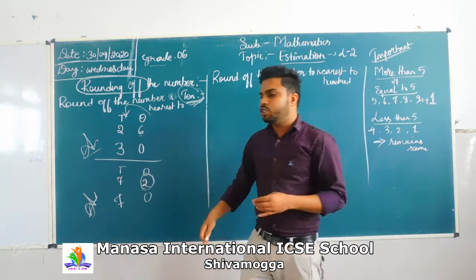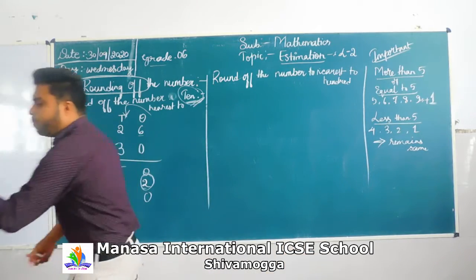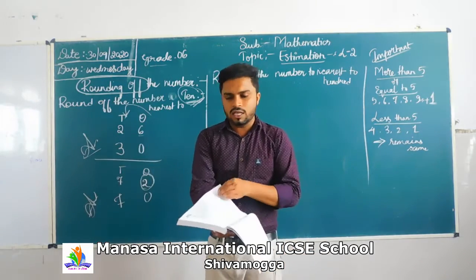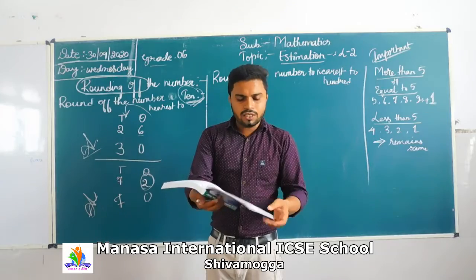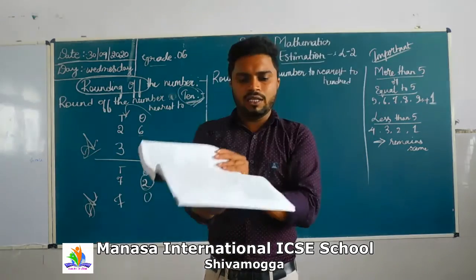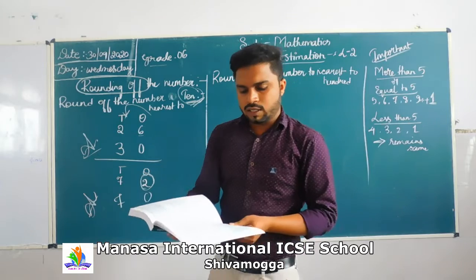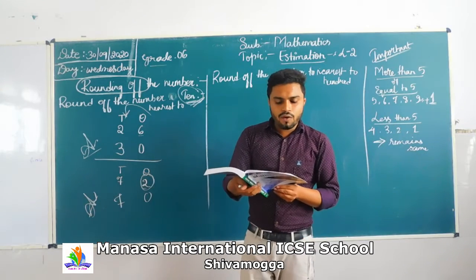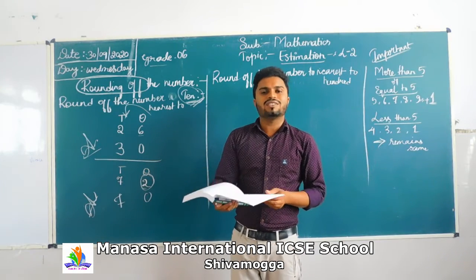With this concept, we shall move on with the exercise problems. You can see the problems here. Page number 12, exercise 2A. Round off each of the following nearest to tens.